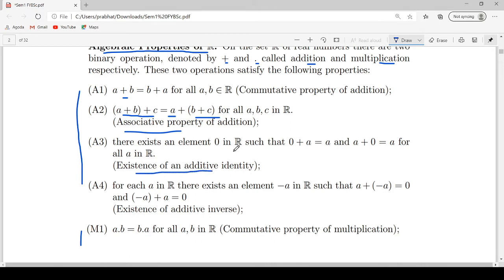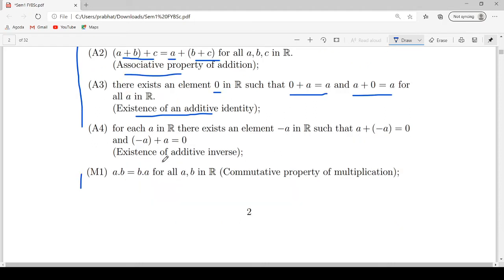Next property is the existence of an additive identity. That means there exists an element in R which we denote by the symbol 0 such that if any real number is added to this 0, then I will get my real number back. That means if a is any real number, then 0 plus a is equal to a and a plus 0 is equal to a.